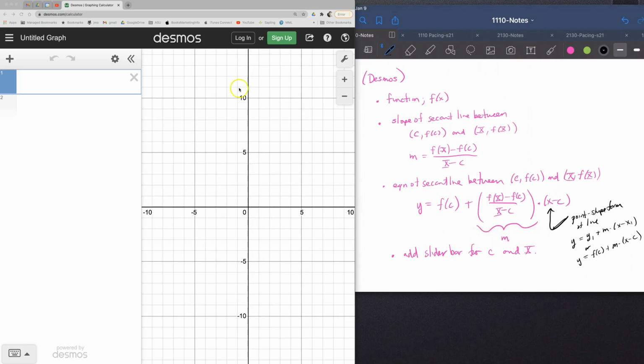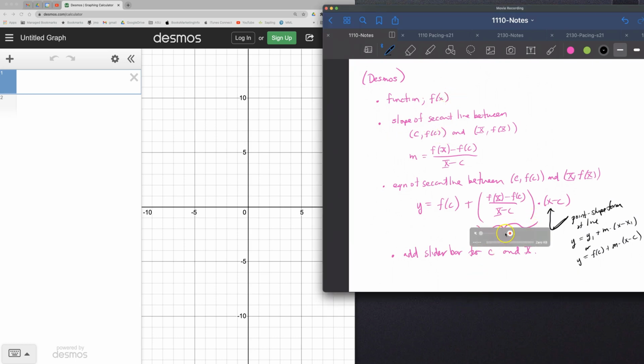So in this video, we'll look at a Desmosification. I guess that's a word of the math that we've done in class. We've reviewed the idea of the slope of the secant line. We've done the point slope form of a line. And this then would be how you would write that equation of the secant line in point slope form.